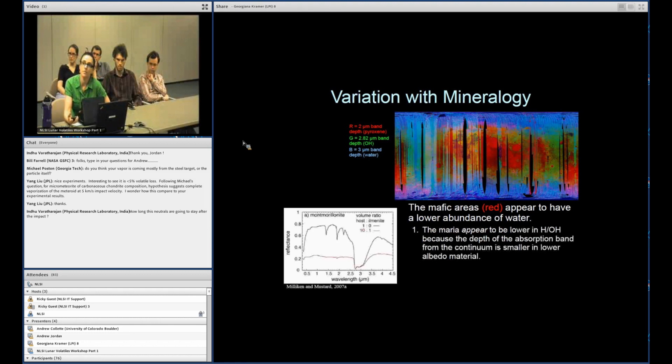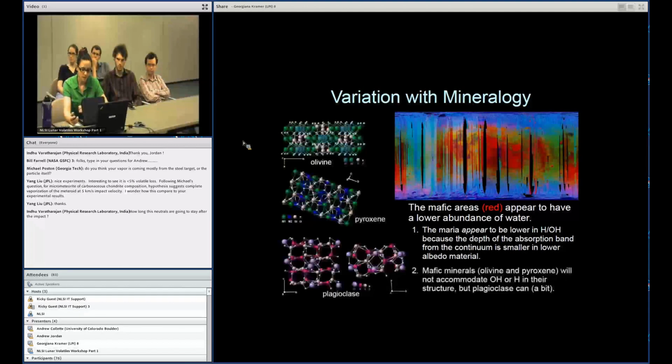attributed to 2 things. Number 1, it could be that the maria appear to be lower in hydroxyl and water because the depth of the absorption band when it's taken from the continuum is smaller in lower albedo materials. And so therefore, it's really just the mafic absorption band that's coming through, not the water absorption band so much. It could also be that mafic minerals, olivine and pyroxene, do not really accommodate hydroxyl or hydrogen in their structure. Plagioclase does allow a little bit more wiggle room.